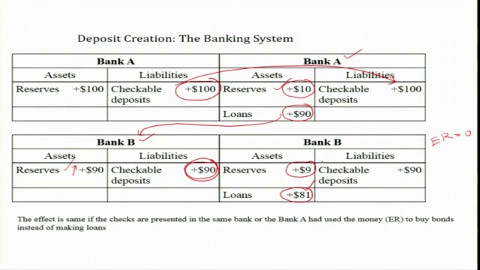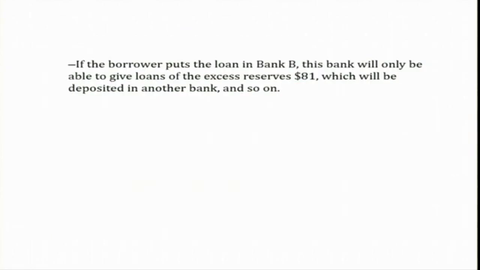So, when it is making a loan, the T account looks like this: the asset reserve is 9 and loans is 81, and the liability that we have seen is 90. Okay, so now let us continue this story. If the borrower puts the loan in bank B, this bank will only be able to give loans up to the excess reserve, that 81, which will be deposited in another bank and so on. So, we continue this story in a way that the 80 million spent by the borrower from bank A will be deposited in another bank, that is bank C.